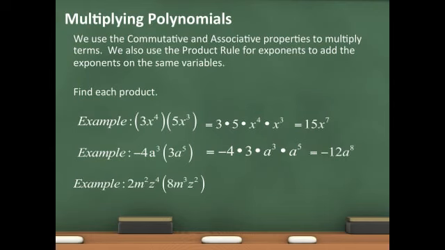In the last example, we have 2m to the second power, z to the fourth power, times 8m to the third power, z to the second power. We can rewrite this as 2 times 8 times m to the second power times m to the third power times z to the fourth power times z to the second power. After we multiply, we get 16m to the fifth power, z to the sixth power.